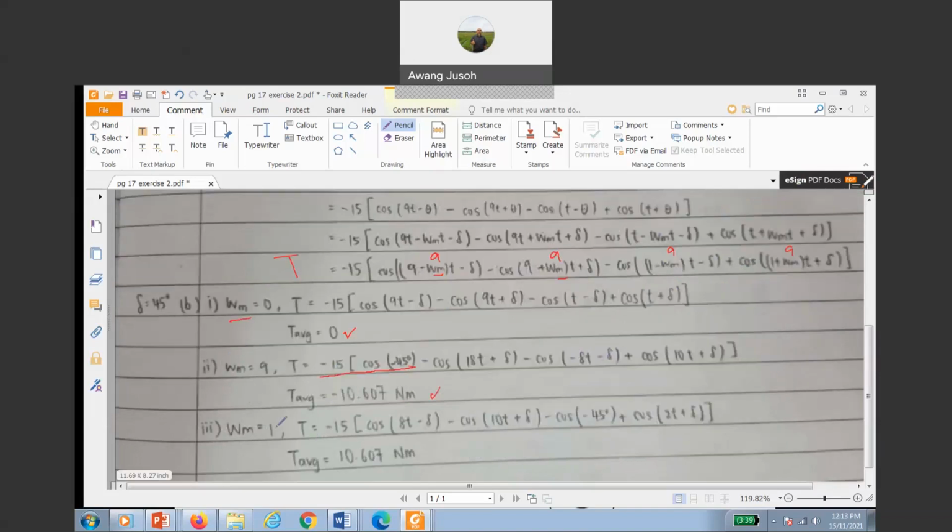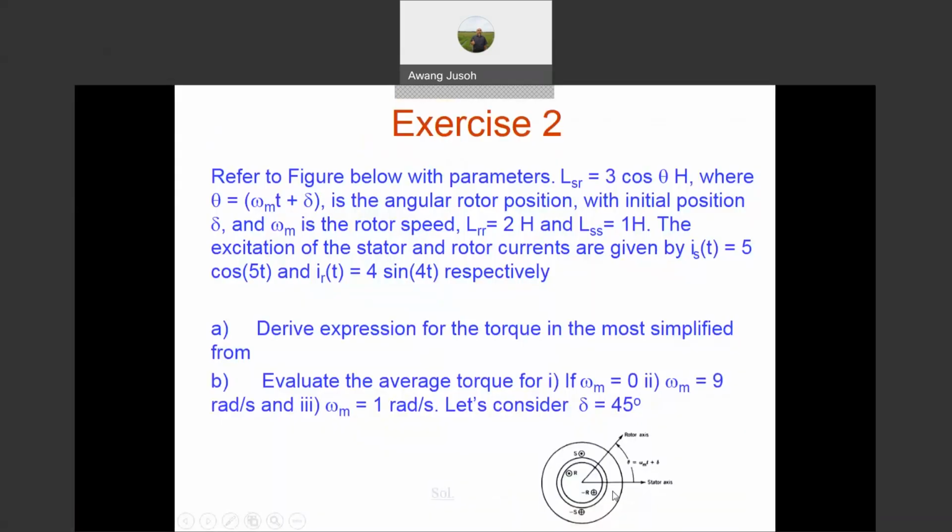Similar for speed 1 radian per second, you can do the same thing. You put 1 radian per second, and you can see that this term becomes 0, this term becomes 0, but here you got torque. Here you got torque because cosine 45 degrees multiplied by 15 gives you 10.607. Okay, clear. So that's how we evaluate the torque in this system.